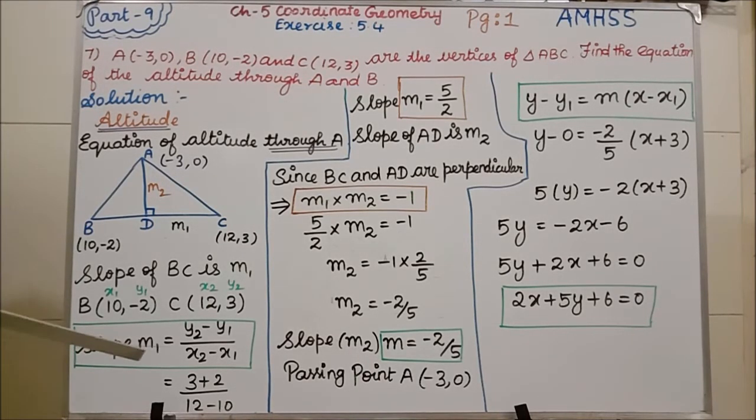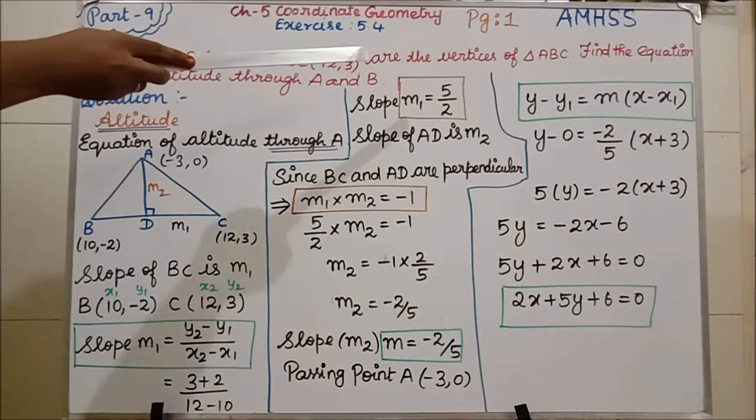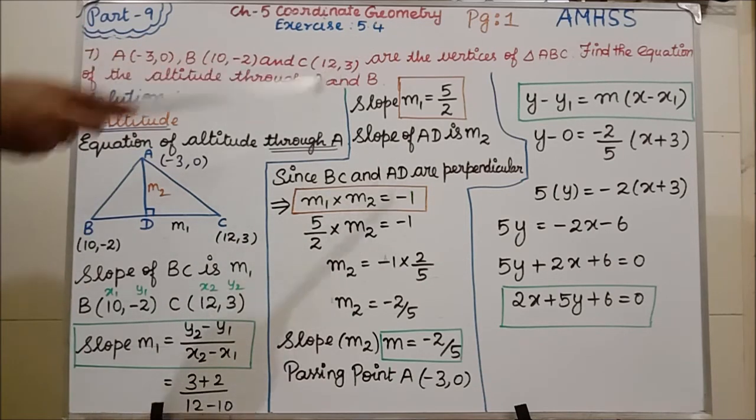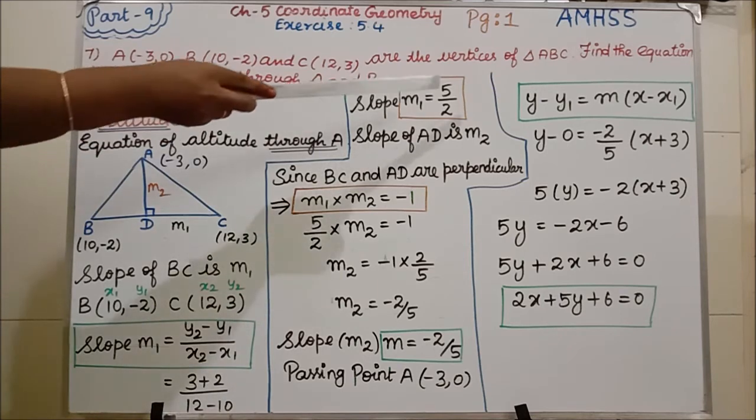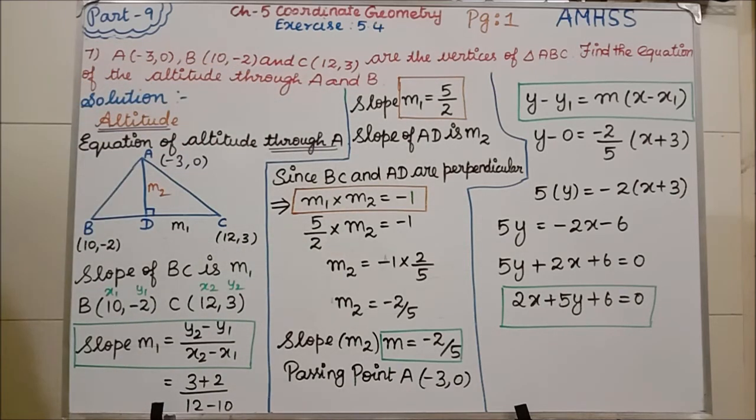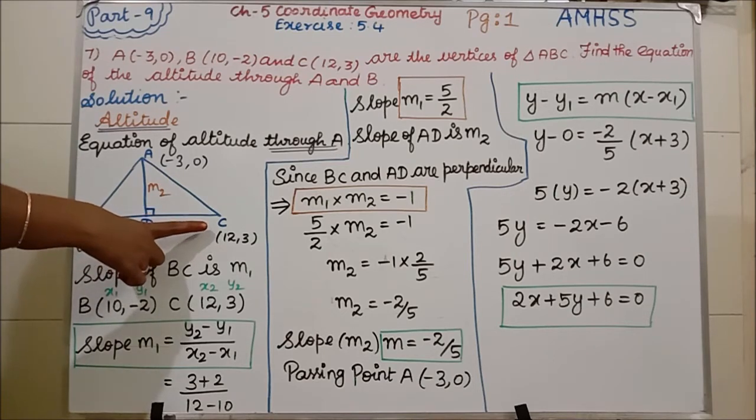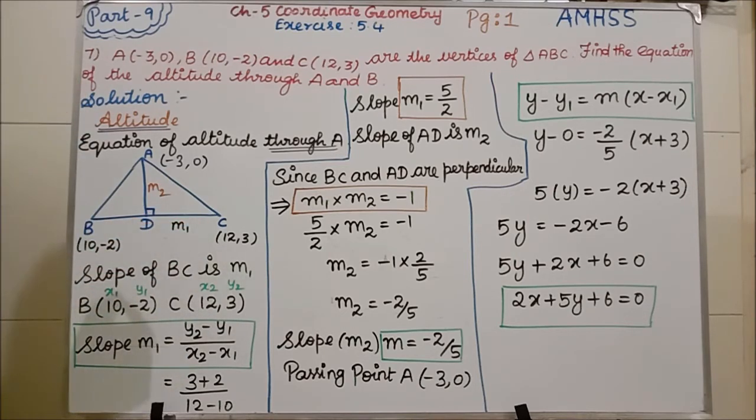Y2 value we are having 3, y1 value we are having in the formula minus, so here also minus, so we will get plus 2 divided by x2 is 12, x1 is 10. So 12 minus 10. 3 plus 2 is 5, 12 minus 10 is 2. So slope M1 equals 5 by 2. Clear students? Now slope of BC, M1 is equal to 5 by 2, we have got.